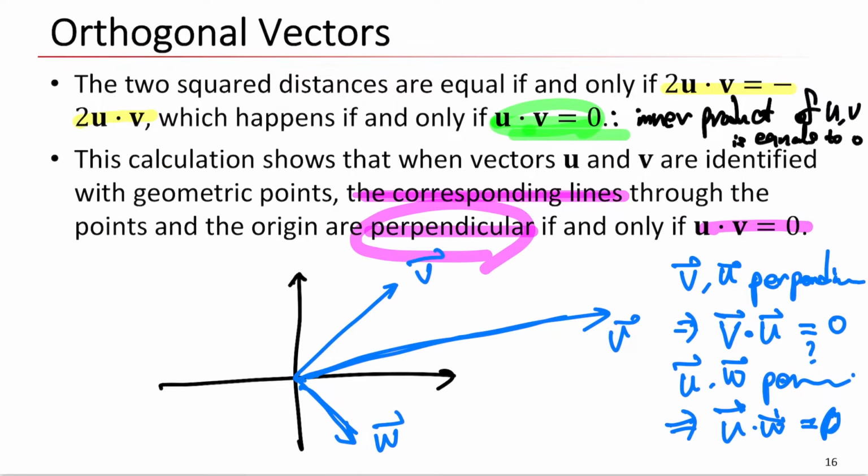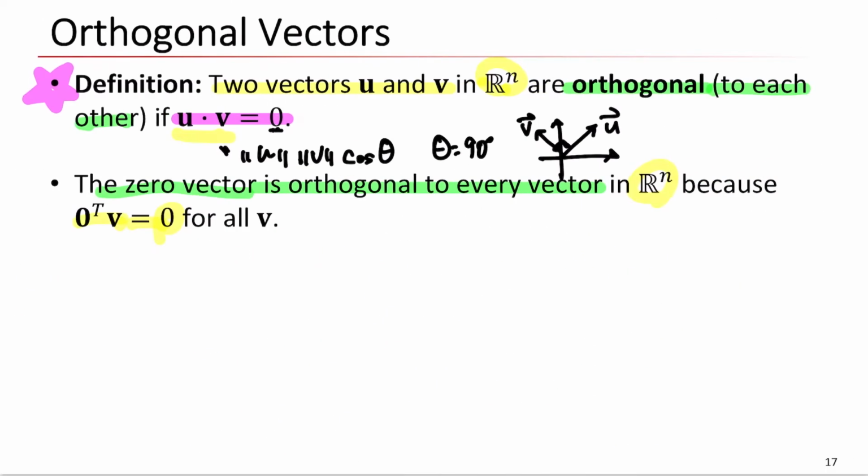Vector u inner product vector v is going to be equal to 0. In other words, vector u and vector v in R^n space are orthogonal to each other if the inner product between vector u and vector v is equal to 0. This definition is really important, and it will be used in today's lecture and our following lectures. So please remember this one.